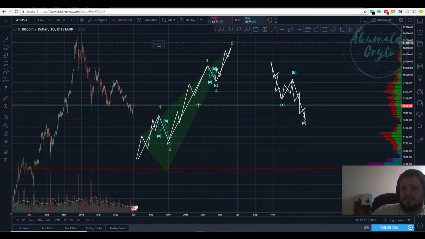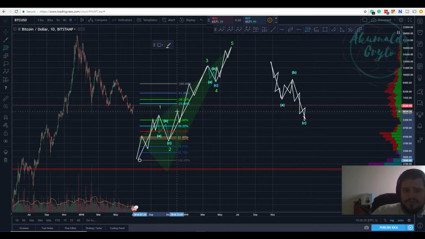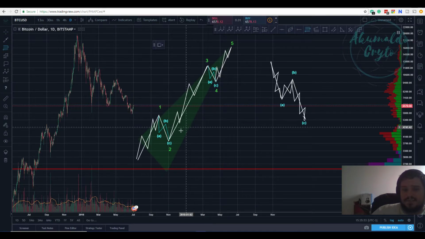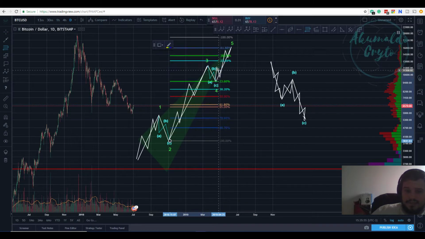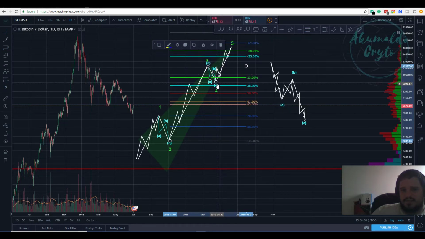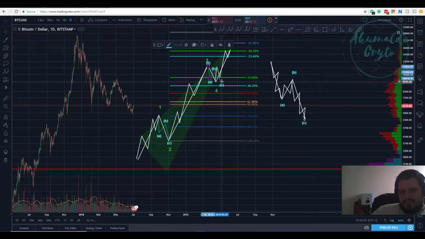So, as I said in the first video, we have the relationship. We have the desired spots for retracement. Here we have 61.8, 65%, as our desired retracement zone. For wave 4, we have 38%. Here it wouldn't be up. We would see something like this.